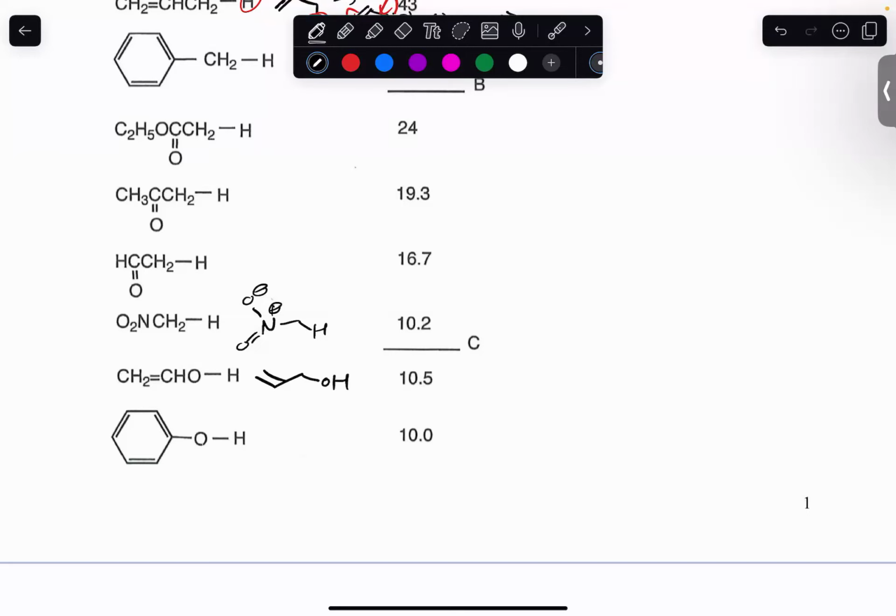I am quite lost. Let's see. I'm trying to figure out the bond line structure of this thing right here. CH2, CHOH. Oh, I think it's just OH right here. OH, like that.